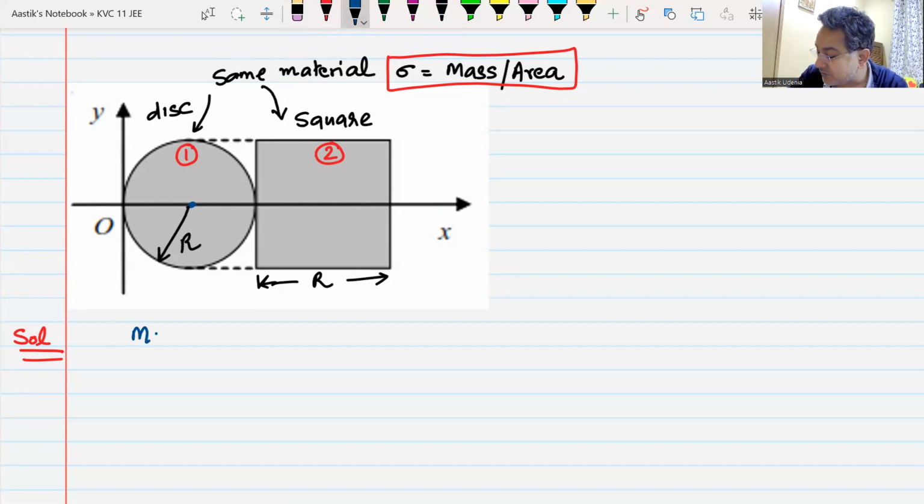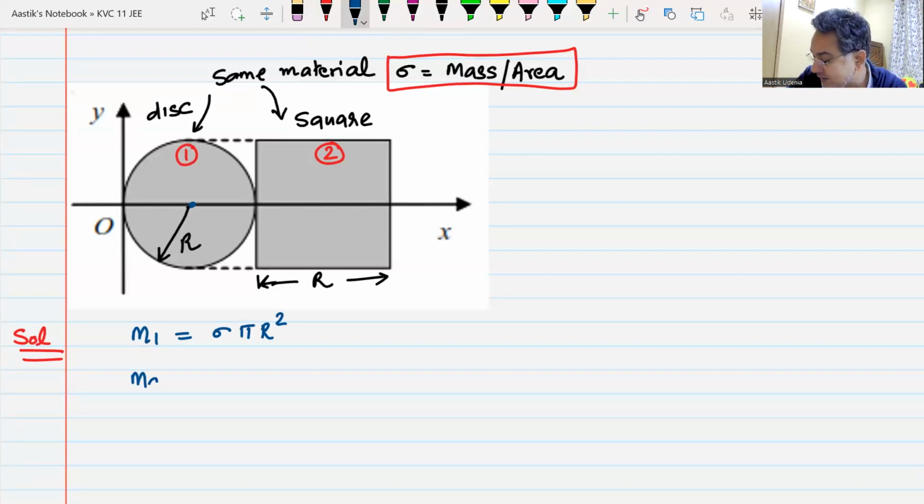The mass of body number 1, M1, will be equal to sigma multiplied by pi r square. Pi r square is the area of the disk. I have multiplied it by sigma. So the mass of the disk, M1, becomes equal to sigma into pi r square. Do we understand this?